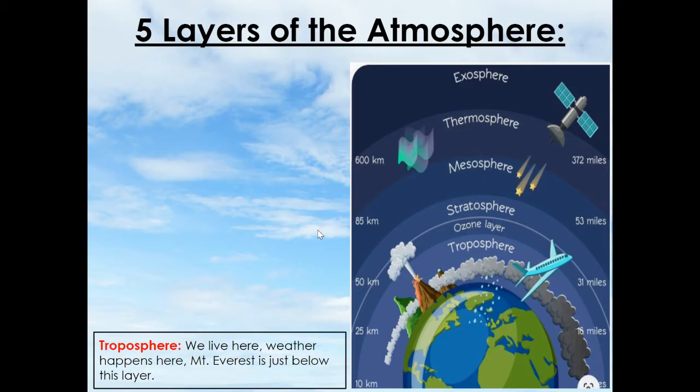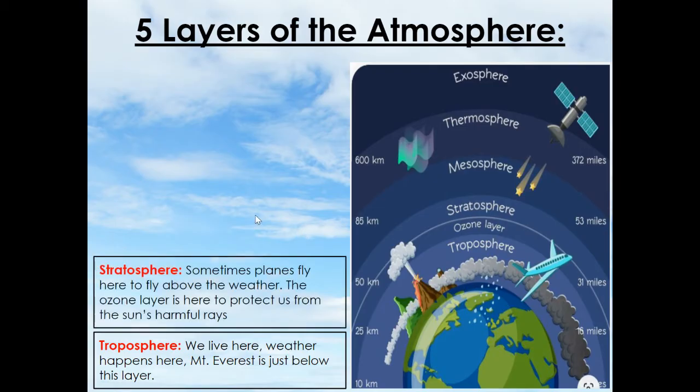All weather happens here. And Mount Everest is just below the top of this layer. So all of our land is even within this layer. The next layer up is the stratosphere. Sometimes planes will go up this high and fly here because they get to be above the weather. This is also where we find the ozone layer, and that protects us from a lot of those sun's harmful rays we talked about.